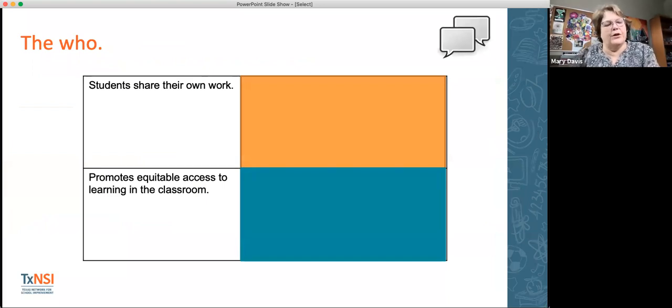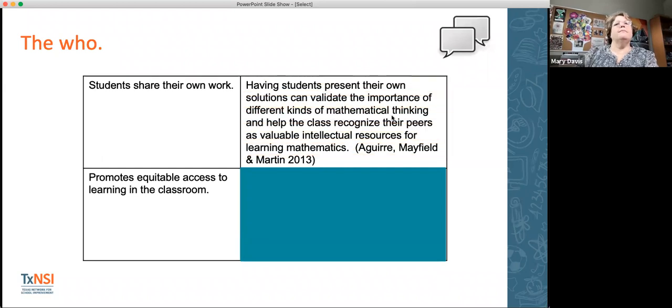So now we look at the who. We've got the what, we've walked around the room, we found the strategies. Who actually comes up and presents it? Well, research says that students should share their own work. And here's the research I'm referring to. I'm just going to read it straight from their book. Having students present their own solutions can validate the importance of different kinds of mathematical thinking and help the class recognize their peers as valuable intellectual resources for learning mathematics.